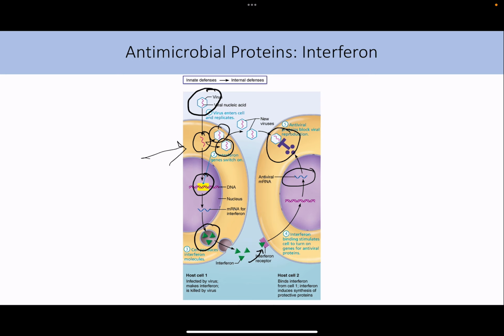There are actually some treatments where pre-made interferons are given to hepatitis patients to help them produce antivirals, to help protect them against the hepatitis virus.